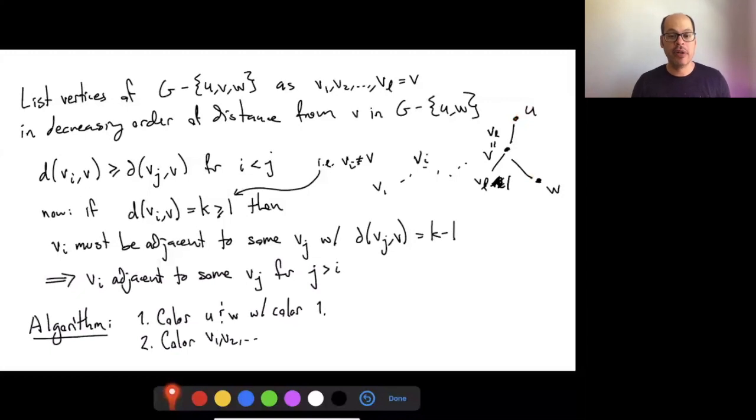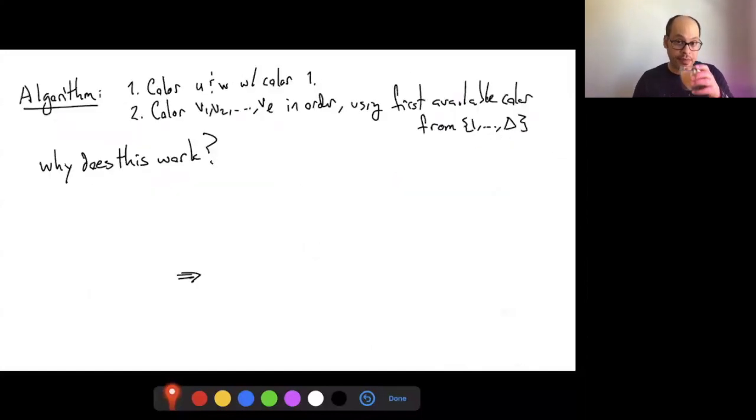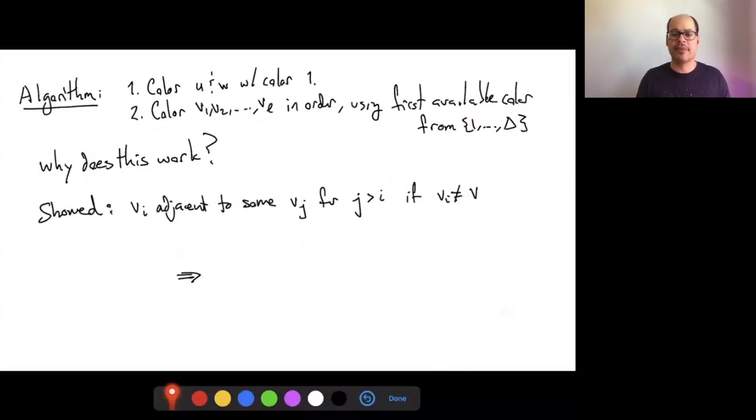Now, as you go along, you color these other vertices in order, starting from the furthest and going to the closest. And we use each time the first available color from the list 1 up through capital delta. The only question is, why does this work? Well, we just need to show that at each step, you can still keep doing this process.